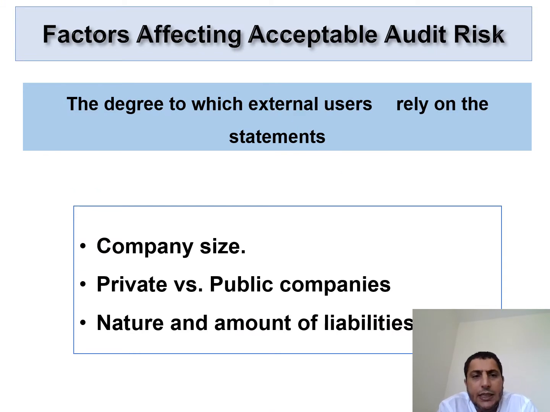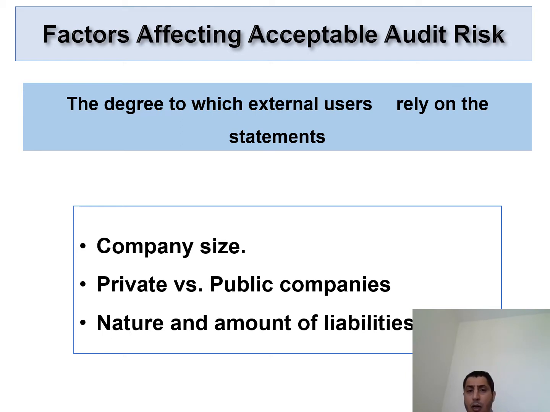Okay. Here we will discuss the factors affecting acceptable audit risk. There are three main factors that may affect the setting up of the acceptable audit risk. Number one is the degree to which the external users rely on the statement. What we mean by relying on the statement is that external users rely on the financial statement, and this influences their decision of financing or selling on credit to the company. So that may affect the acceptable audit risk.